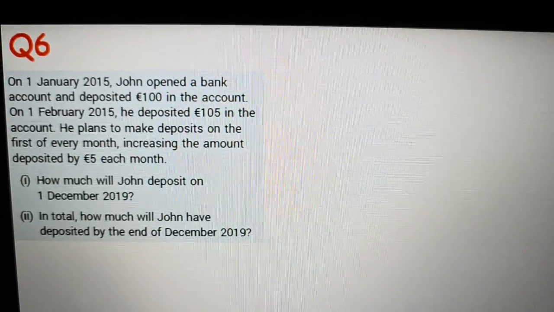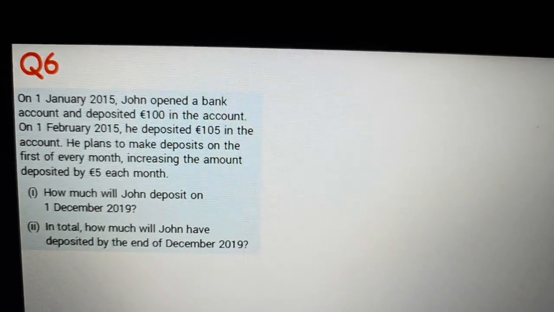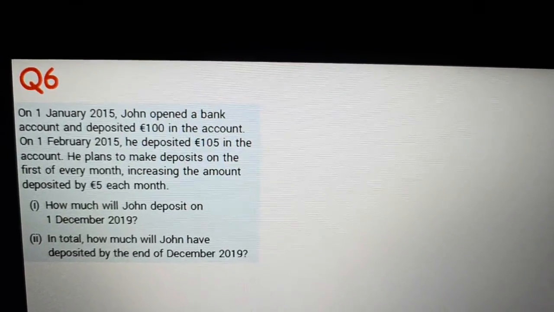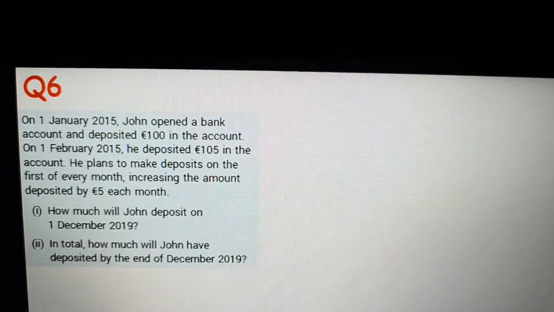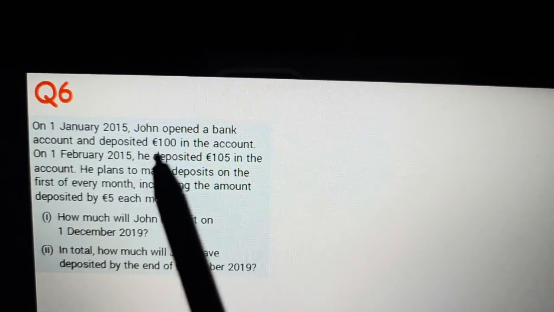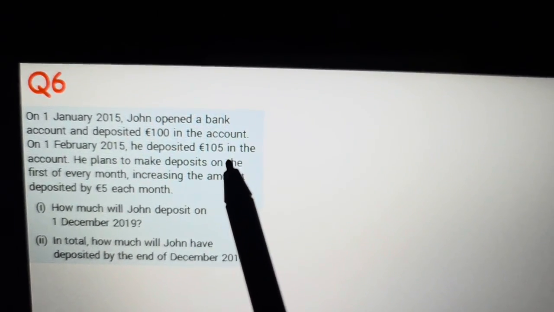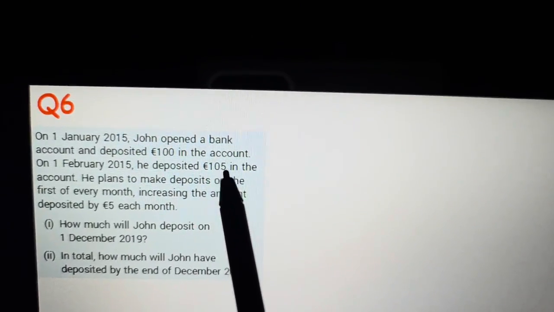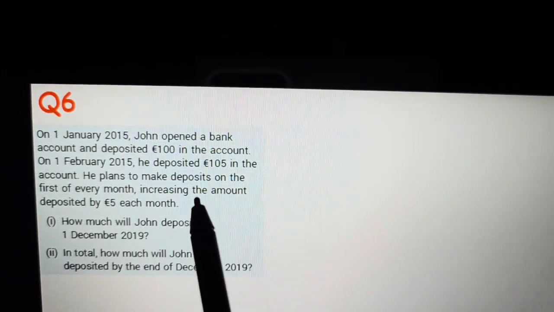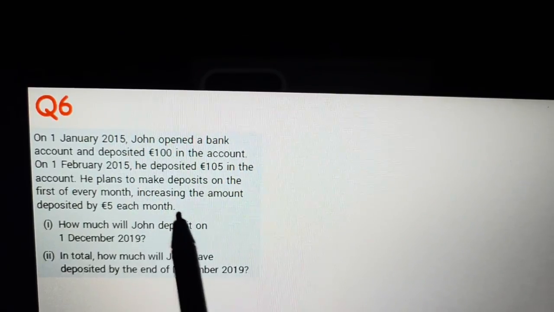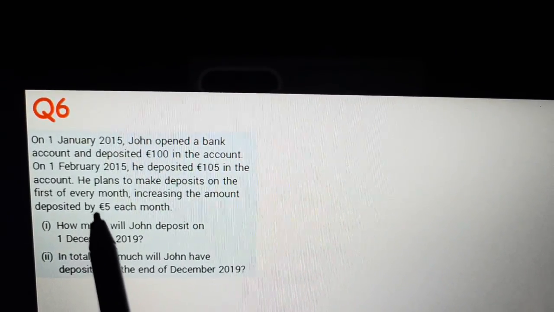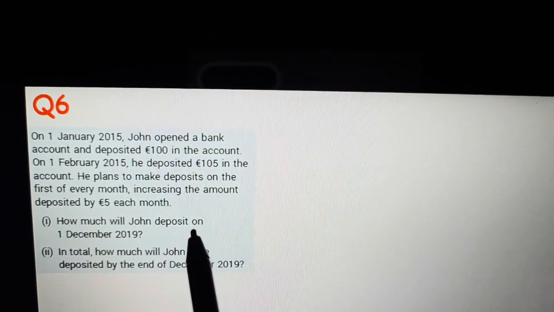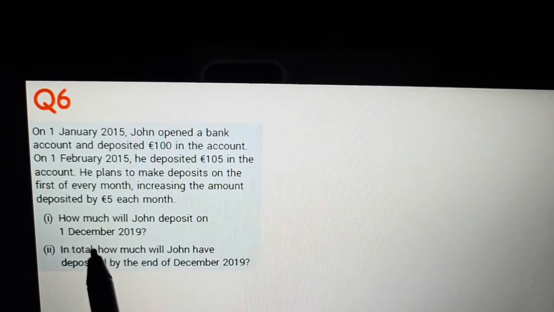Question 6. On the 1st of January 2015, John opened a bank account and he deposited €100 in the account. So that's on the 1st of January 2015. On the 1st of February 2015, so that's 1 month later, he deposited €105 in the account. So he increased it by a fiver from the previous month. He plans to make deposits on the 1st of every month, increasing the amount that he deposits by a fiver. How much will he deposit on the 1st of December?